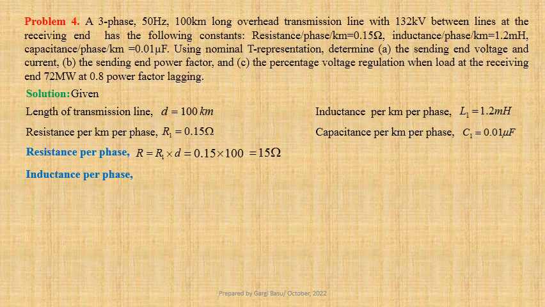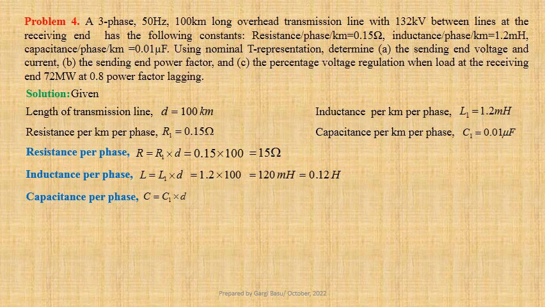Inductance per phase L equals L1 times D. Using values we get 1.2 into 100, that is 120 millihenry, that is 0.12 Henry. And capacitance per phase C equals C1 times D. Using values we get 0.01 into 100, that is 1 microfarad, which is equal to 1 into 10 to the power minus 6 farad.